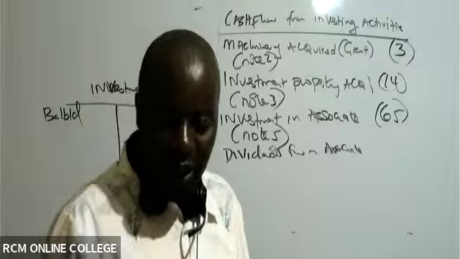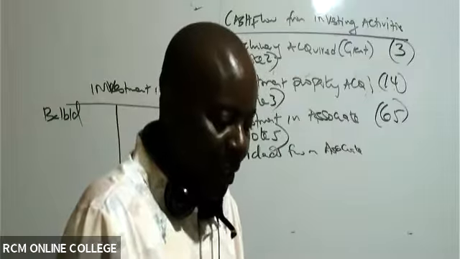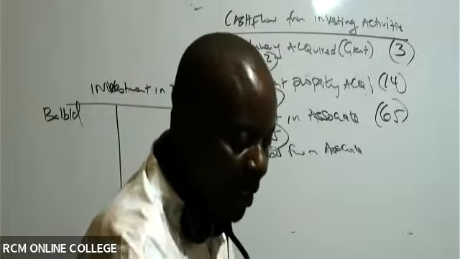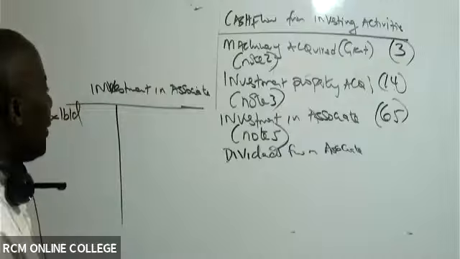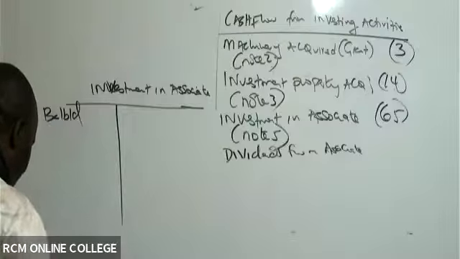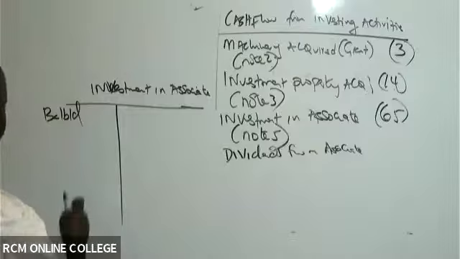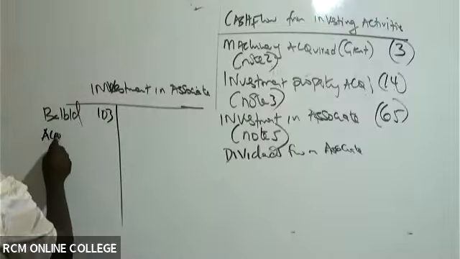So we are doing this for investment in our associate. Are you able to remember what we have? Investment in associate brought down is 103. Then we acquired a new associate.